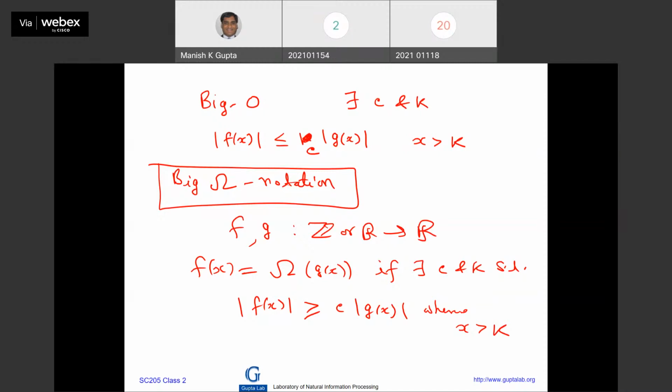Last time I might have done this example: 1 plus 2 plus 3 up to n is big O of n squared, if you remember, right? So the question is, is it big omega of n squared as well? The answer turns out to be yes. Let us see how.